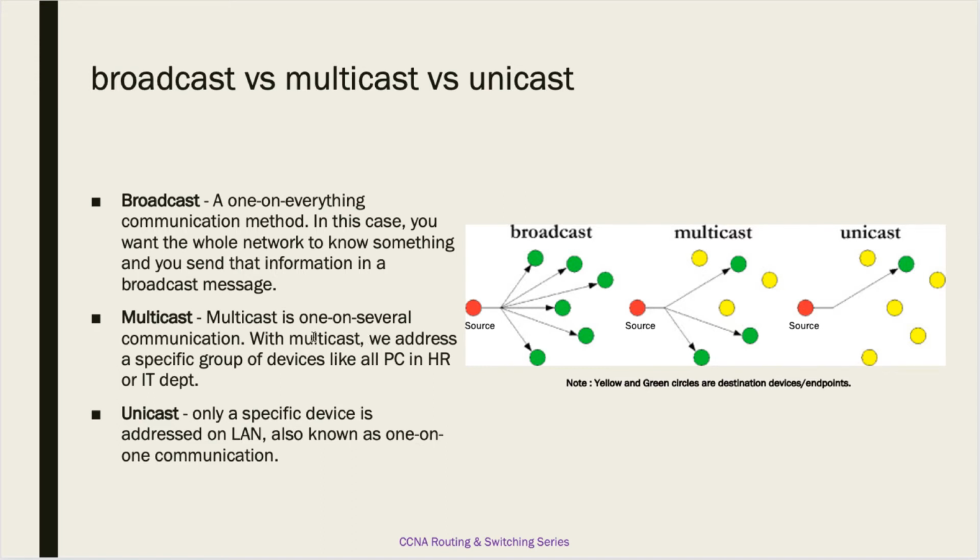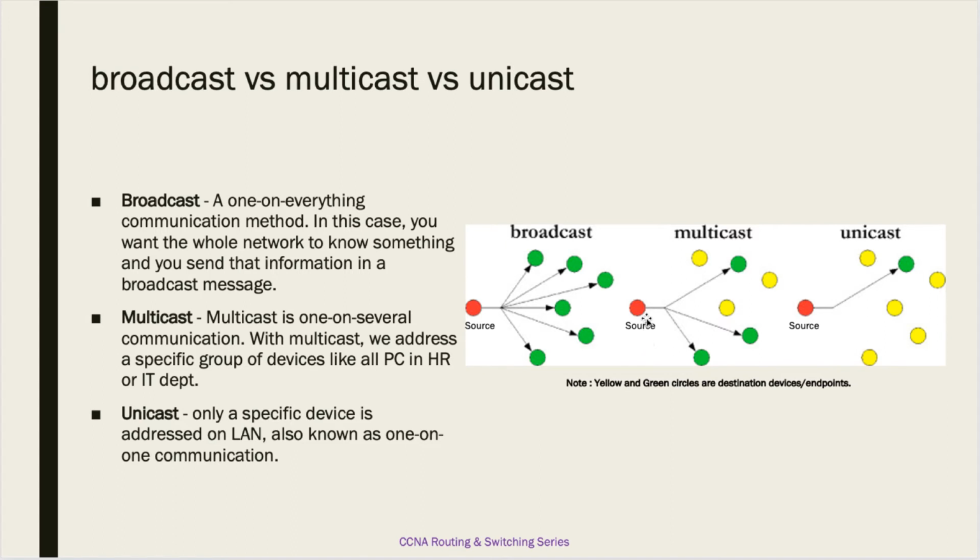Multicast is also one-to-several communication, but there is a thing we need to keep in mind. Broadcast was one-to-everything; multicast is one-to-several. Let's say the destinations are divided into two groups. Let's say yellow indicates the HR department and green indicates the IT department. And we want to send some information to the IT department.